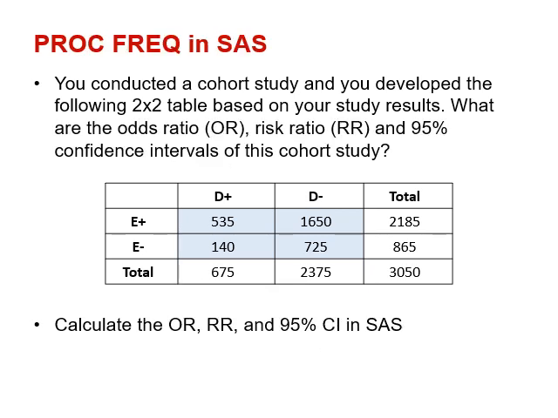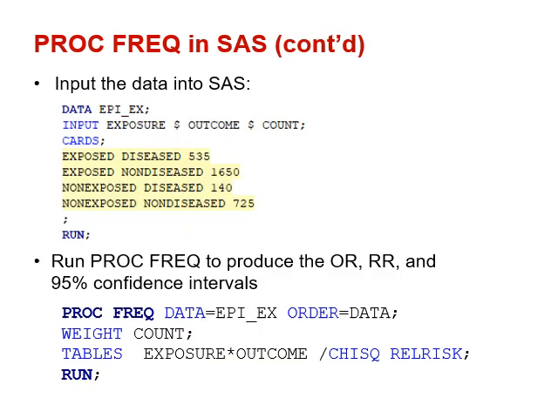For the final part, you conducted a cohort study and developed a similar 2 by 2 table. And now you have to calculate the odds ratio, relative risk, and 95% confidence intervals in SAS. Let's look at the SAS program for the required calculations.